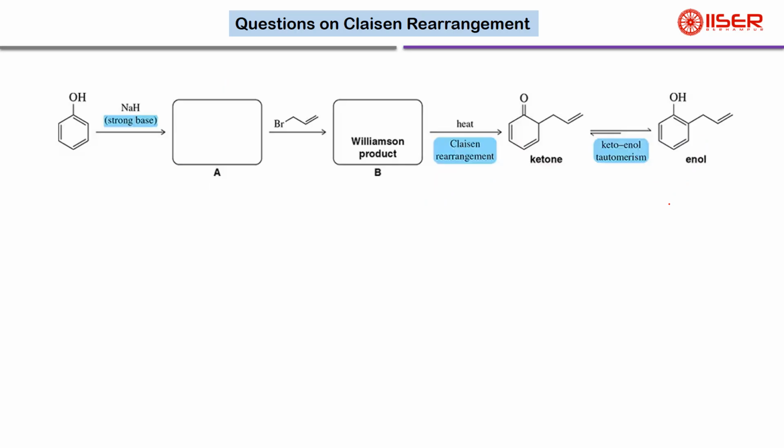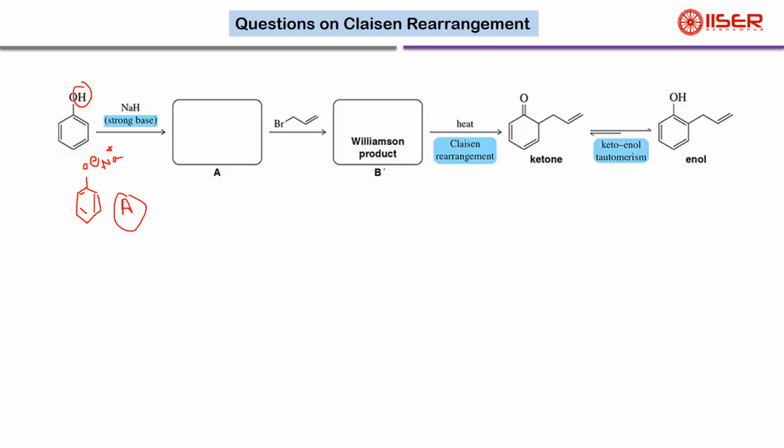They have asked what will be the structure of A and B. If you add a strong base, it will take a highly acidic proton. So this proton is highly acidic, so it will generate this O minus, the phenoxide anion. So this will be our A, and Na plus will be the counterion.